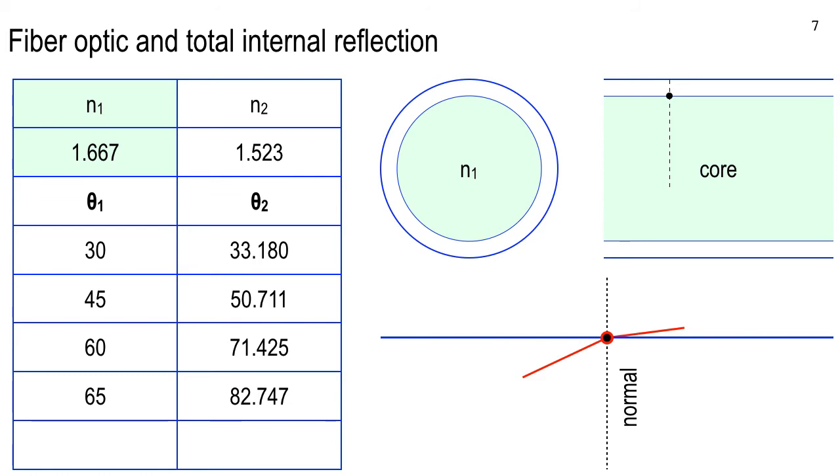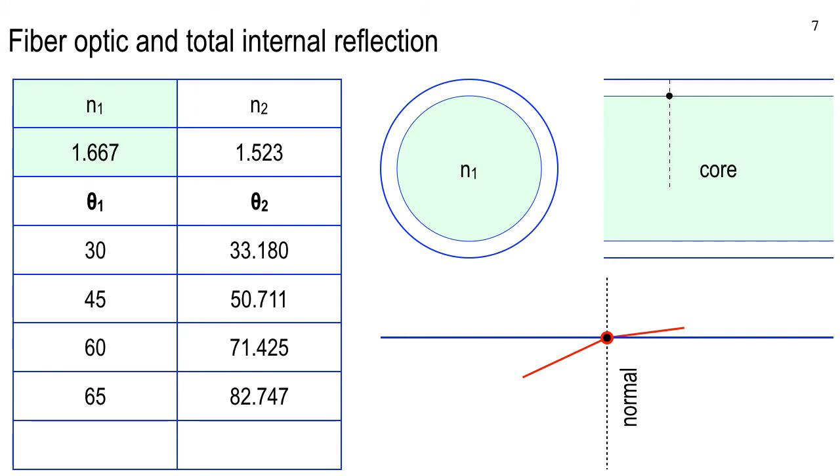And eventually, hopefully, you'll be able to see that this outgoing ray is going to, if I increase my angle of incidence, eventually this output angle here is going to be 90 degrees. All right? And when that happens, it's right on the boundary. It's not going in or out of the boundary. That's a problem. All right?